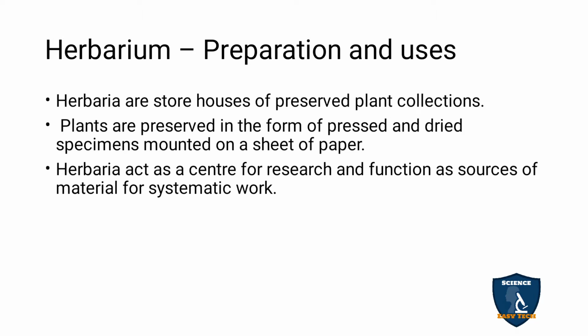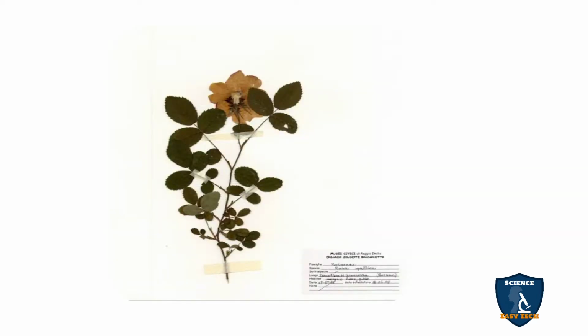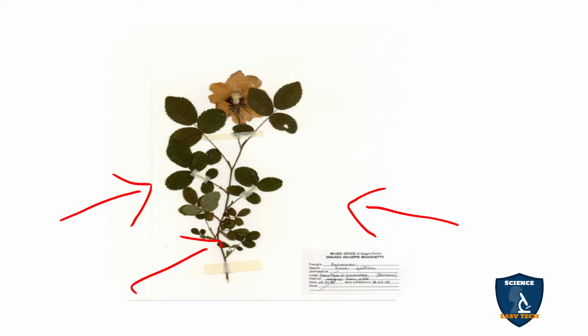Plants are preserved in the form of pressed, dried specimens mounted on a sheet of paper. So this plant was taken, dried, and you can see the sheet. On this sheet the pressed dried plant specimen was mounted, and you give the information about the plant here, where you collected it, at what time, at what date you collected it. So this is called the herbarium.